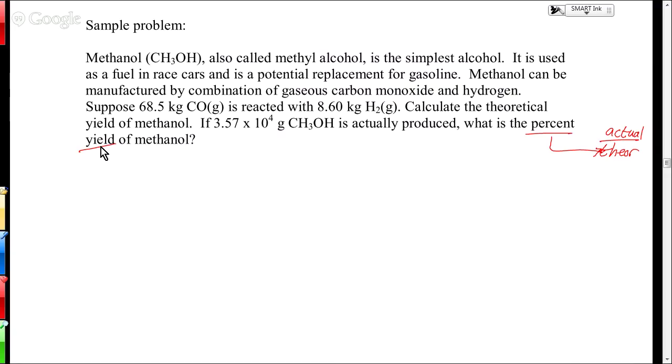How far have you gotten so far? Mostly got it? Did you get an equation? I think I saw mostly a lot of equations. So what equation did you get? Anybody want to volunteer that with numbers? What's your balanced equation look like?